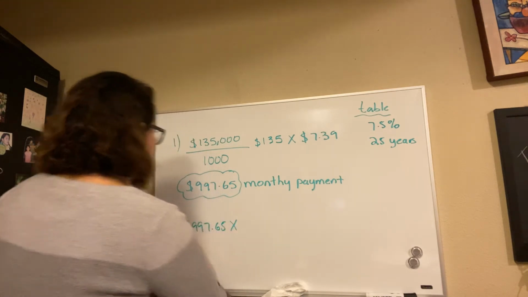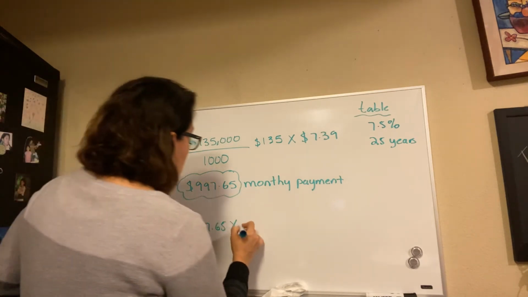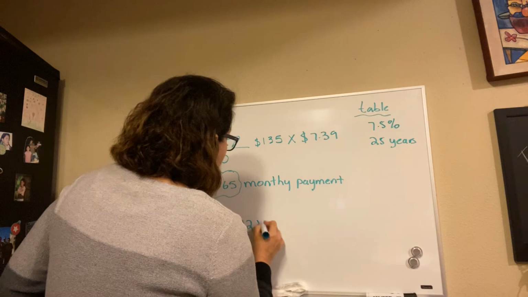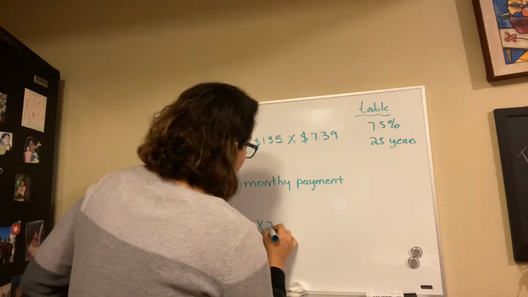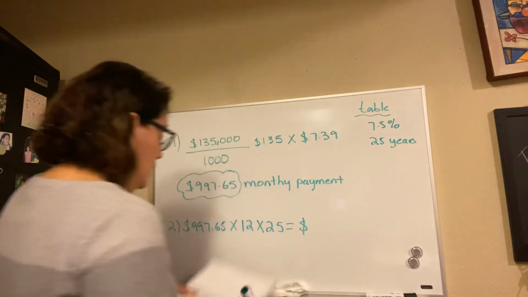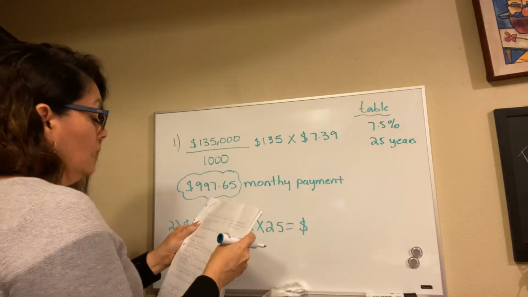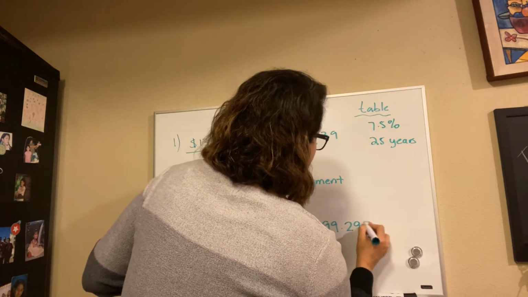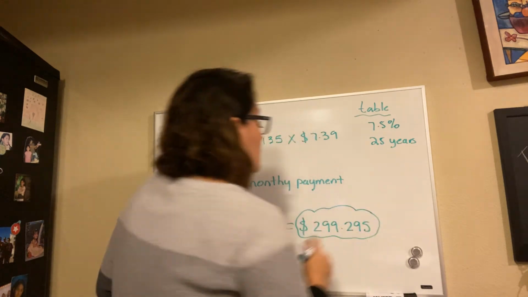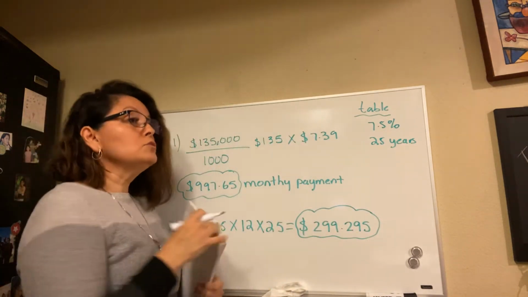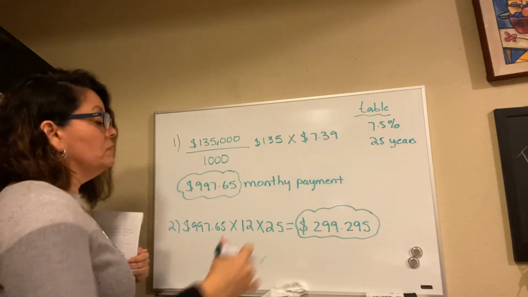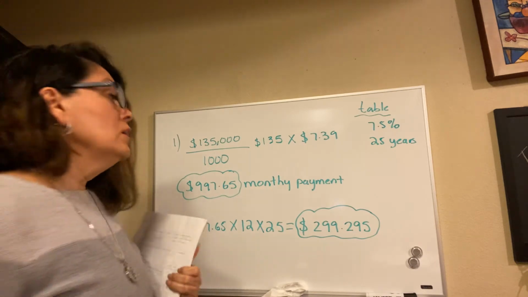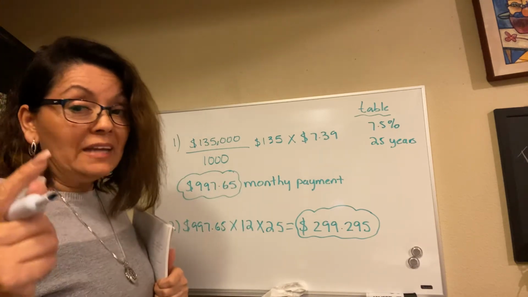So it's going to be my monthly payment, 997.65. That is for 1 month, but I need it for a year, so I have to multiply by 12 because there are 12 months in a year, by the years that I'm paying. So I'm paying for 25 years. That is going to give me 299,295. This is the amount that I'm going to pay for those 25 years. At the end of 25 years, I ended up paying 299,295.